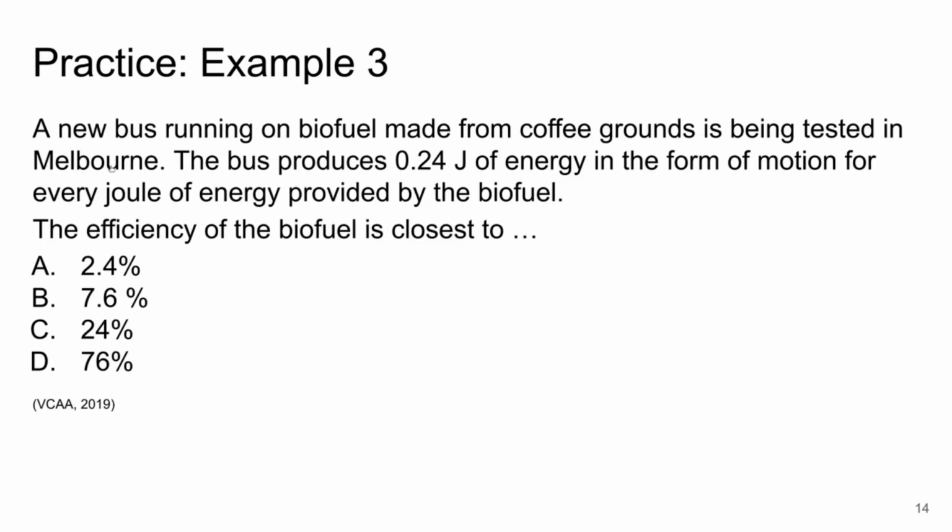In practice example number 3, we have a bus running on biofuel made from coffee grounds. The bus produces 0.24 joules of energy in the form of motion for every joule of energy provided by the biofuel. And we are asked to calculate the efficiency of the biofuel. So please pause the video, then work through the problem and resume to see the solution.